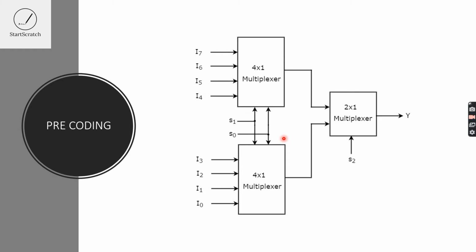YouTube channel playlist. Here the 4:1 multiplexer will drive 4 inputs to a single output using 2 selection lines, and coming to the 2:1 multiplexer, it will drive 2 inputs to a single output using a single selection line. But here in this case, it is driving the outputs of these two 4:1 multiplexers to the output Y. Hence, we are getting 8 inputs driving to the single output Y using 3 selection lines. Hence, I call it an 8:1 multiplexer.